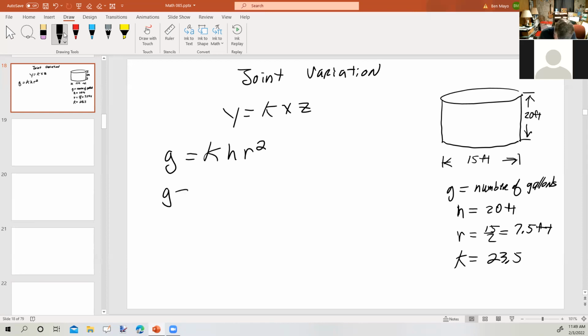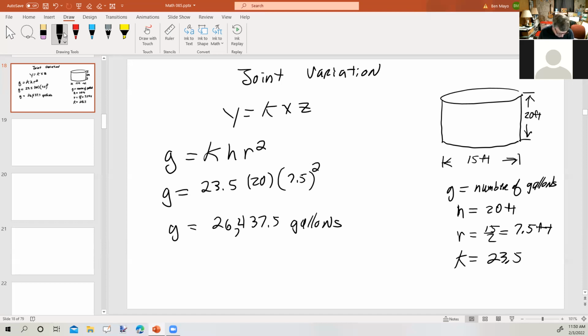So we've got G equals 23.5 times H, which is 20, times R, which is 7.5 squared. It says find the number of gallons that can be stored in the cylindrical tank. So we just need to do the calculations. So G is 23.5 times 20 times 7.5 squared. We get 26437.5, and that would be gallons.